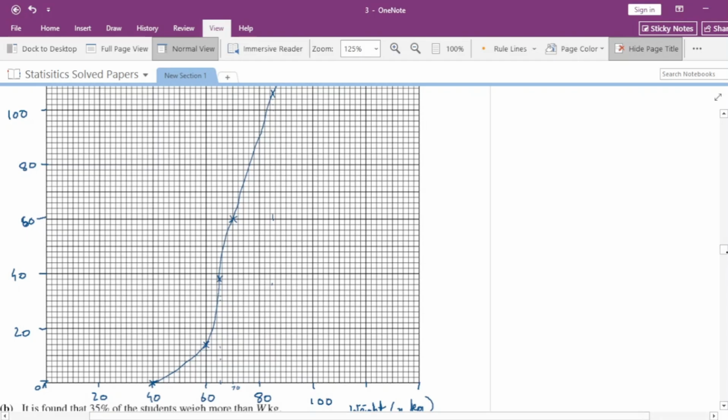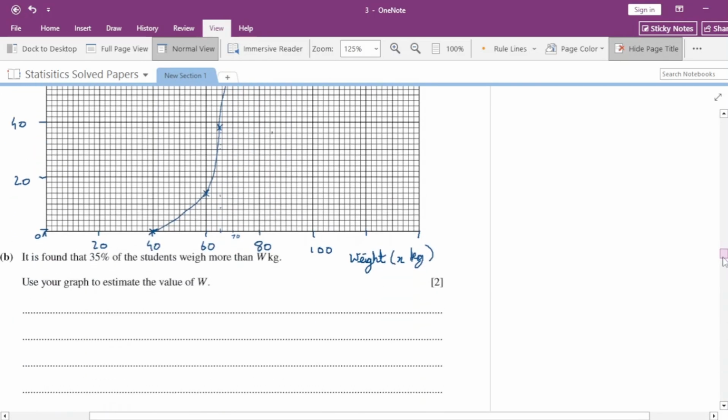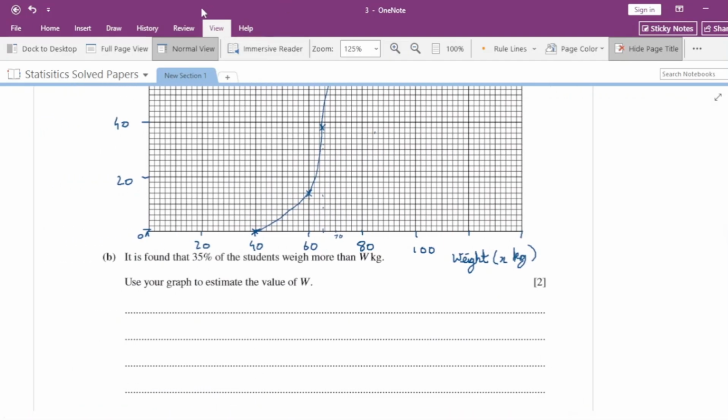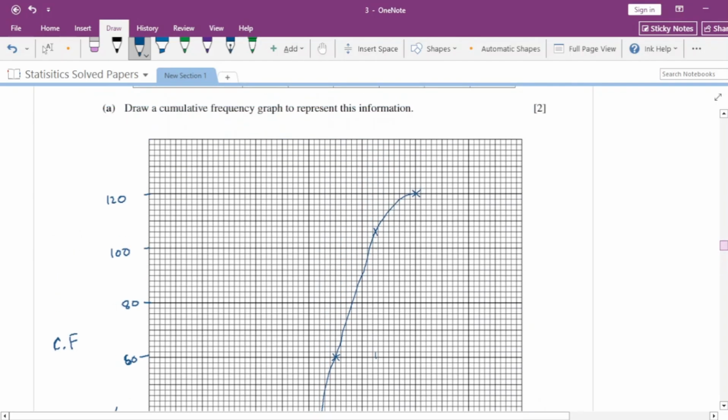So it should look like this S shape. All right, you can of course draw much better than this. This is just digital work. All right, so for part B, it is found that 35% of the students weigh more than W kg. All right, 35% of the students weigh more than W kg.